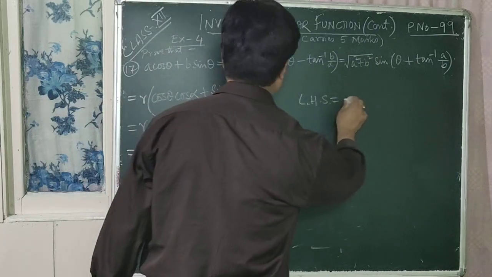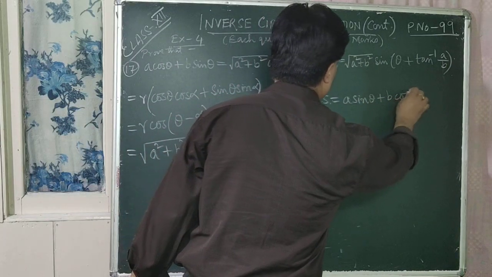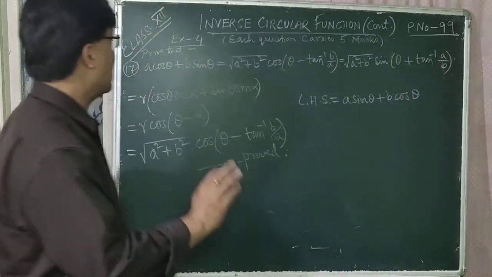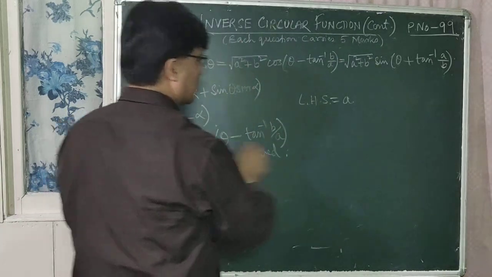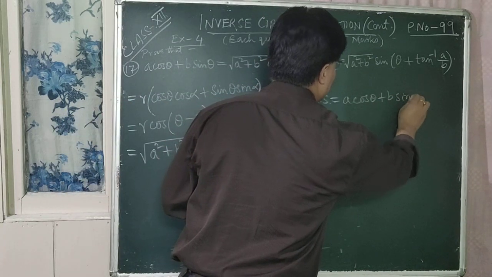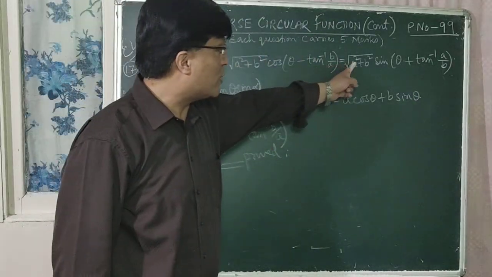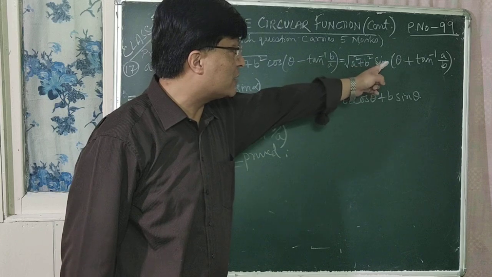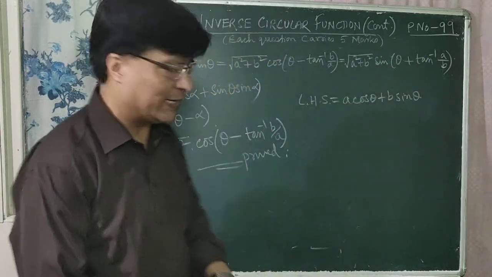So left hand side is equal to a sin theta plus b cos theta. Right? Now in this case, it is a cos theta, right? This is a cos theta plus it is b sin theta. So in this case, you have to prove root over a square plus b square into sine of within bracket theta plus tan inverse a by b. That is, sine of a plus b should be there.